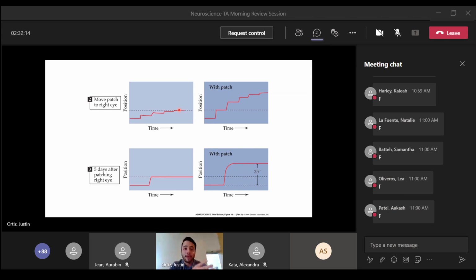So it's going to use the left eye as a basis, which is why the right eye completely overshoots as the left eye is trying to get normal. And then the same thing 5 days after, the right eye is still way overshooting as the left eye finally gets in line, right? So again, that just shows you the differences in how the eyes can adjust when one is covered over the other.